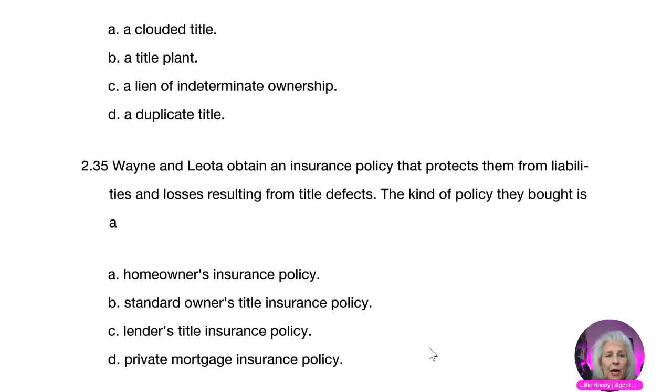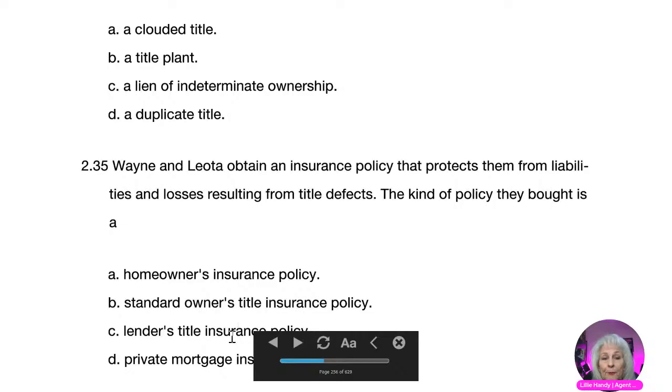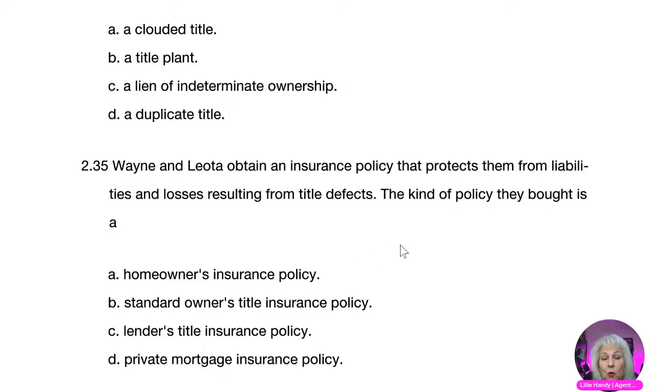Number 35. Wayne and Leota obtain an insurance policy that protects them from liabilities and losses resulting from title defects. The kind of policy they bought is a what? A, a homeowner's insurance policy. B, a standard owner title policy. C, lender's title insurance policy. Or D, private mortgage insurance policy.